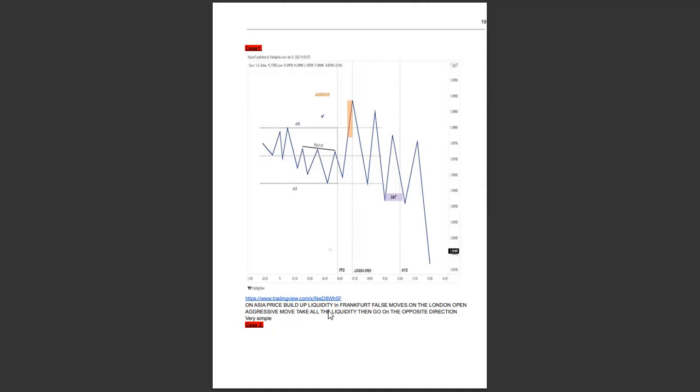On Asian, price builds up liquidity, in Frankfurt forces moves, on the London Open an aggressive move takes all the liquidity and goes in the opposite direction. Very simple.